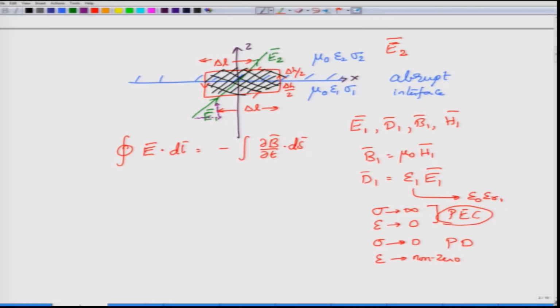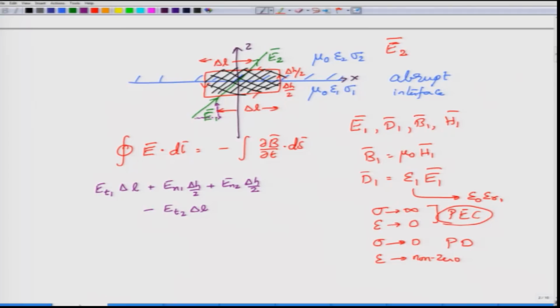There is a reason why that will be true, I will show you in a minute, because if I write down the left hand side, what I have is Et1, where T stands for the tangential component and 1 of course stands for the medium 1. I have Et1 delta L which is along the x axis here, then I have plus En1 delta h by 2, then I have En2 delta h by 2 minus Et2 delta L.